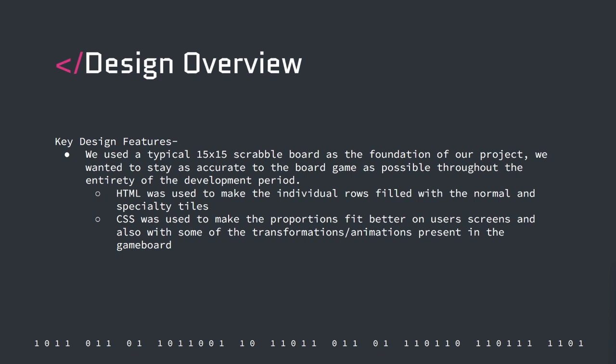CSS stepped in to ensure a seamless experience on your screens. It wasn't just about fitting the proportions, it was about making the game visually appealing. CSS worked its magic with transforms and animations, adding a dynamic touch to the game board. The goal is not just accuracy, but also a design that fits well and looks great on your devices.